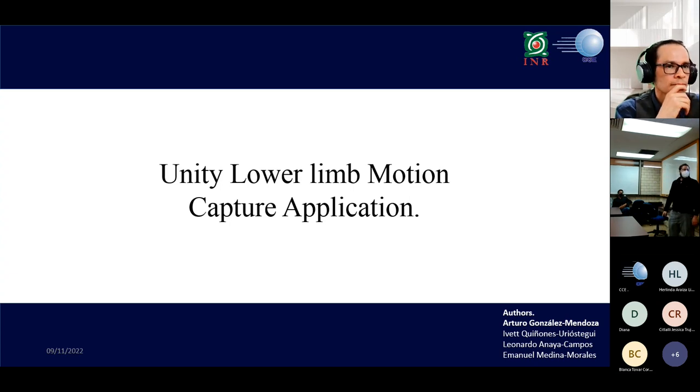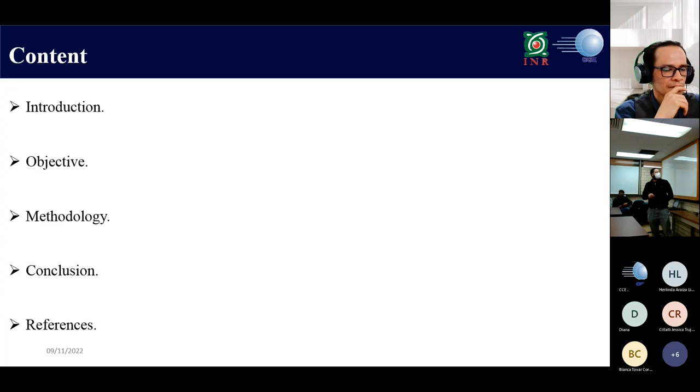Good evening. My name is Arturo González-Mendoza. I'm from the National Institute of Rehabilitation. I'm currently working in the Laboratory of Motion Analysis and Rehabilitation Engineering. Today, I'm going to present the Unity Lower Limb Motion Capture Application project that we are currently working on. I'll start with a brief introduction about motion capture systems, continue with the main objective that we are pursuing, then the methodology, and finally I'll give the conclusion and show the references.